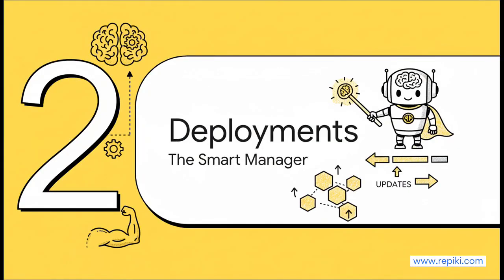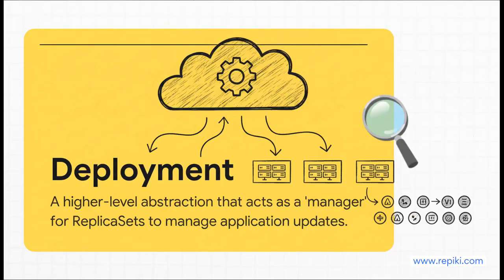So if the ReplicaSet is the muscle, what's the brain? Well, that brings us to the hero of our story today, the Kubernetes Deployment. A Deployment is a higher-level object that basically sits on top of ReplicaSets and tells them what to do. Think of it like a really smart manager or an orchestrator. You just declare the state you want, like, hey, I want 10 pods running my new version, and the Deployment handles all the tricky steps to make that happen safely.